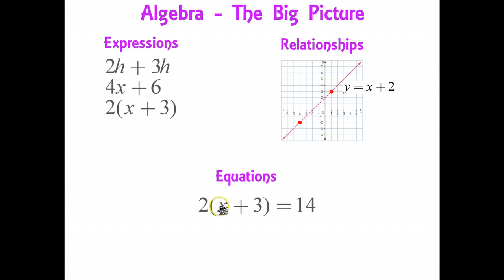And here's our new topic down here: 2 times x plus 3 in brackets equals 14. Now the main difference between equations and relationships and expressions is this only has one answer. With expressions, h and x can be any number. Y and x can be any number. But with an equation, we've got an unknown number, x, and we're trying to find out what its value is to make this equation true.